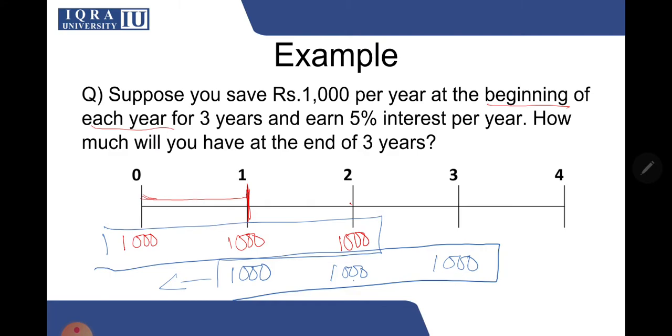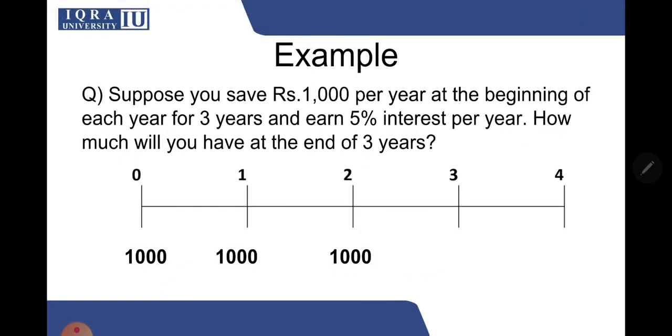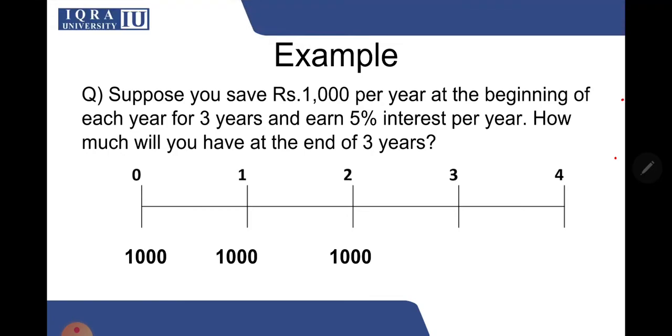So let's do our new calculations. I'm going to erase all of this. Now over here also you're supposed to find out how much will you have at the end of 3 years. So you need to calculate the future value at the end of the third year. I'm going to open a note, and first we will again use the single cash flow formula to do the calculations, and then I will introduce you with the annuity due formulas.